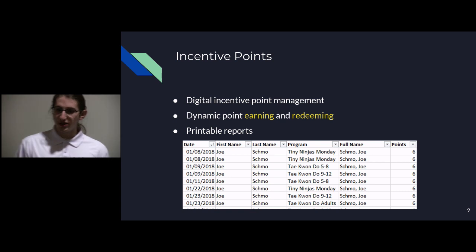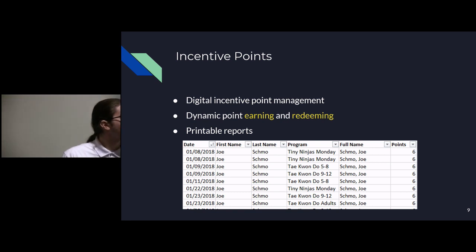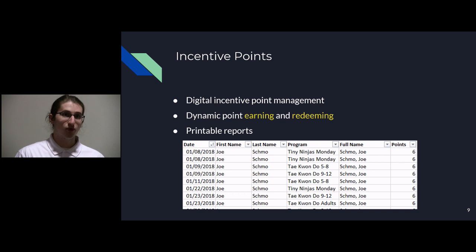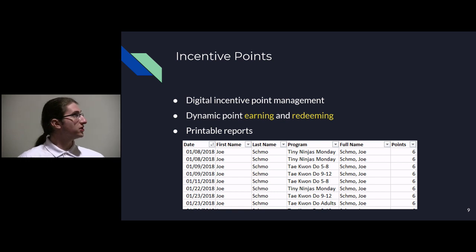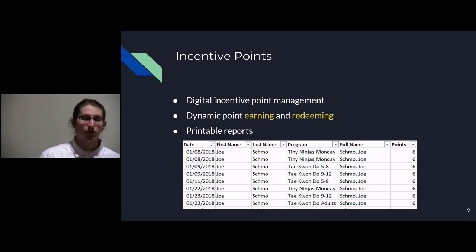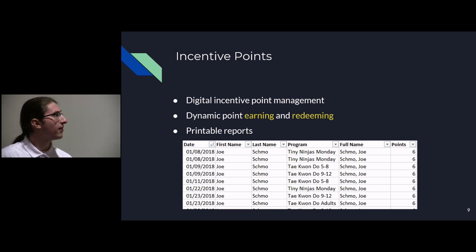One of the features that was also part of the digitalization efforts was incentive points. Incentive points is a concept of a reward system for a student instructor. So if a student instructor teaches a class, they will be able to earn these points, and these points can be redeemed in either their own tuition payments, or they can also redeem gear in the studio shop.